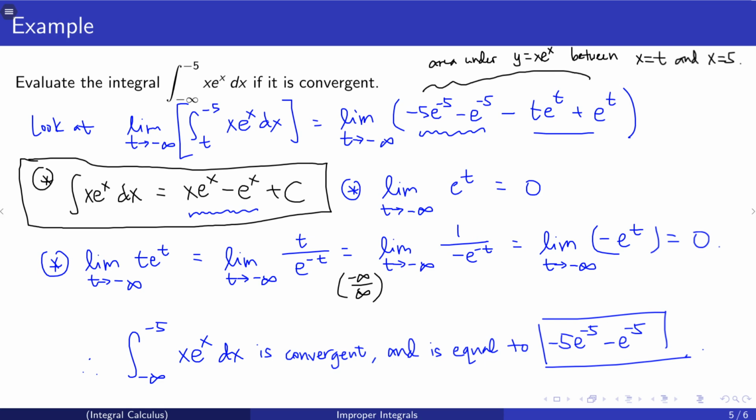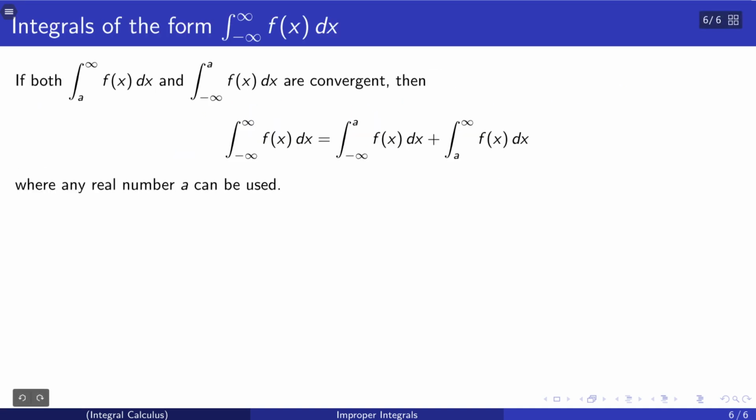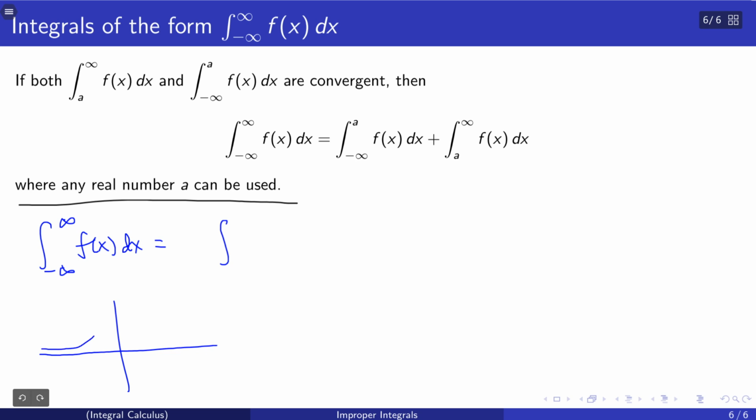Now, lastly, I just want to say you have to be careful if you have an integral that has both infinity and minus infinity in the same integral. Because sometimes you may be tempted to do something like this, where you cut off your integral at symmetric values of t. So you do limit as t goes to infinity of the integral from minus t to t of f of x dx. And that's not actually going to work here, right? And I'll give you an example.